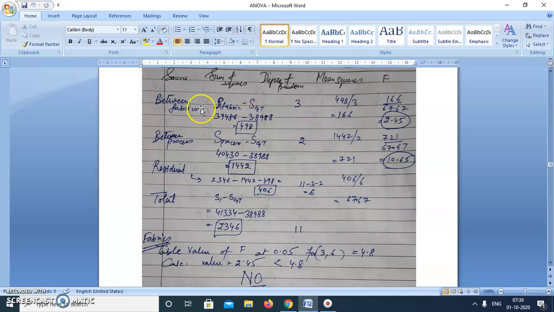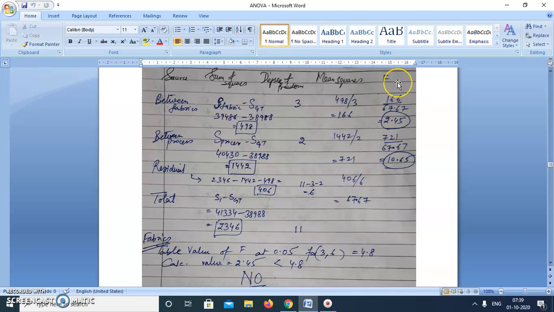Now degree of freedom, because there were 4 fabrics, n-1 will be 3. There were 3 processes, so n-1 will be 2, and totally 12 readings were there, so n-1 will be 11. Now 11 minus 3 minus 2 will give you 6, which is the degree of freedom for the residual error. Now we have to calculate mean squares, which is sum of squares divided by degree of freedom. So you will get these 3 values 166, 721 and 67.67.